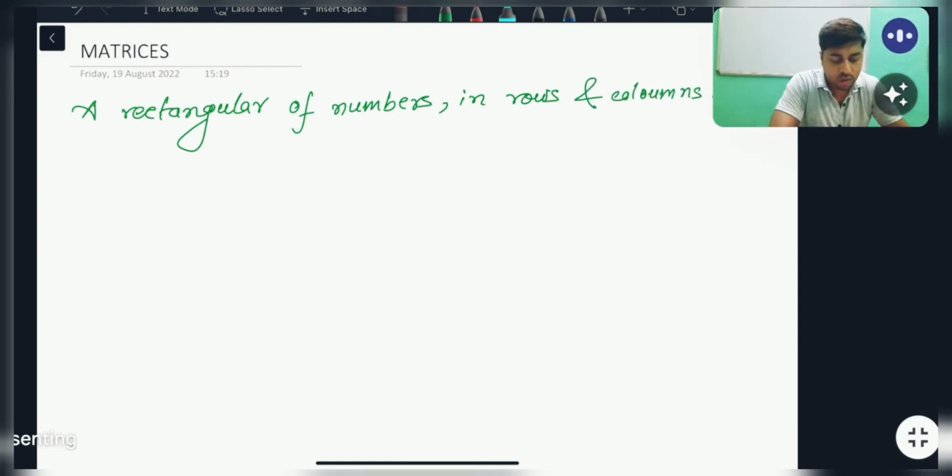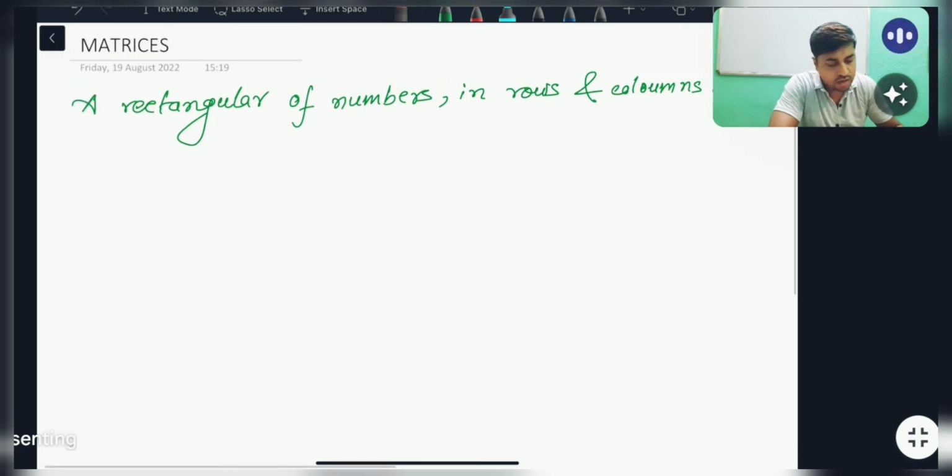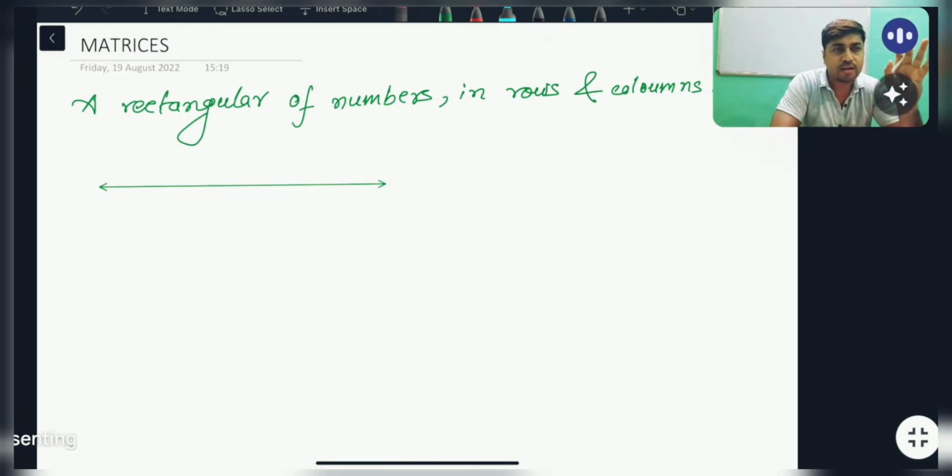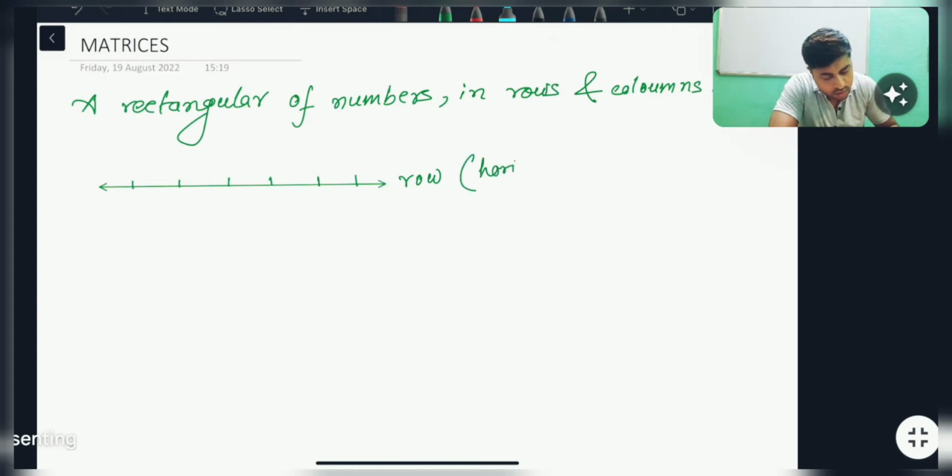Rows and columns mean what? What is meant by row? Normally if you draw a horizontal line, how many numbers can be written in a horizontal line? So suppose you are writing some numbers, like normally I am plotting the numbers in that way. This arrangement is called row arrangement or rows. So horizontal arrangement is called row.